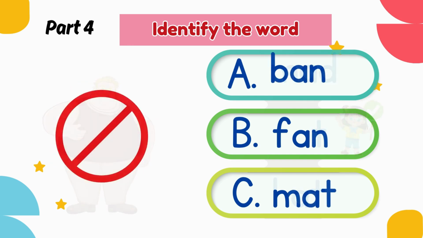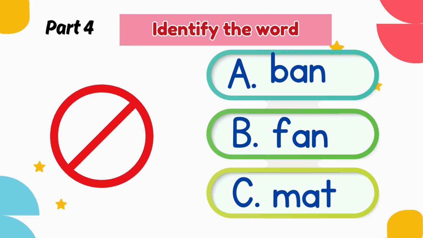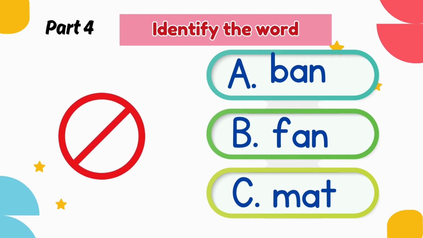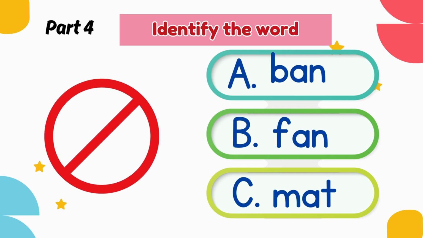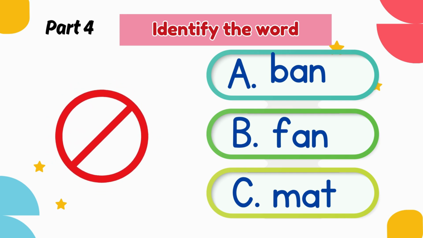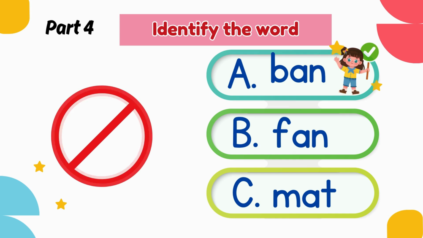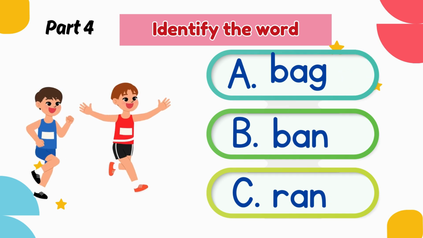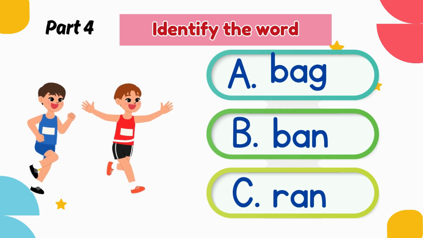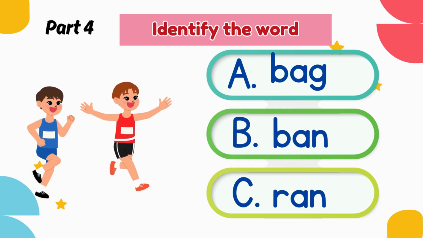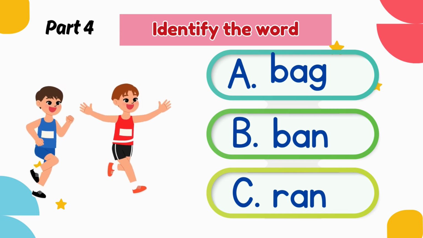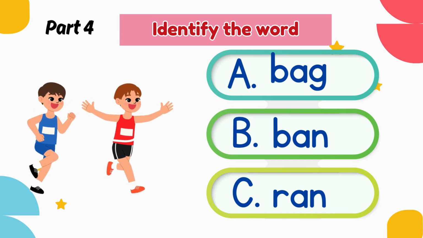Fat. What does the sign show in the picture? Is this option A. Ban, B. Fan, or C. Mat? Yes, it's a ban. From this picture, can you guess the right word? Is this option A. Bag, option B. Ban, or option C. Ran? Yes, you're amazing. It's C.